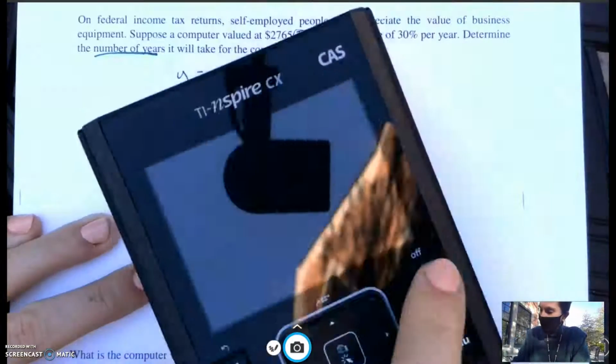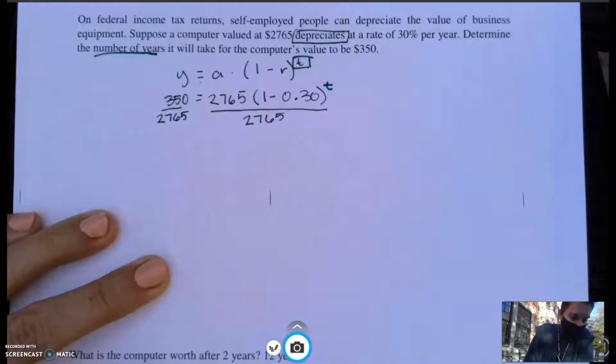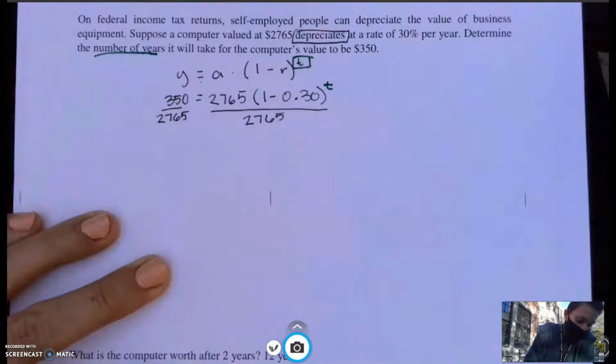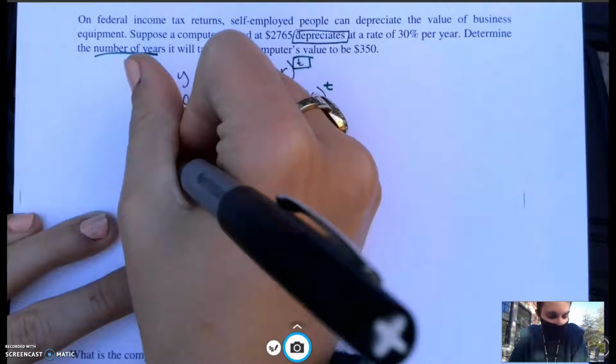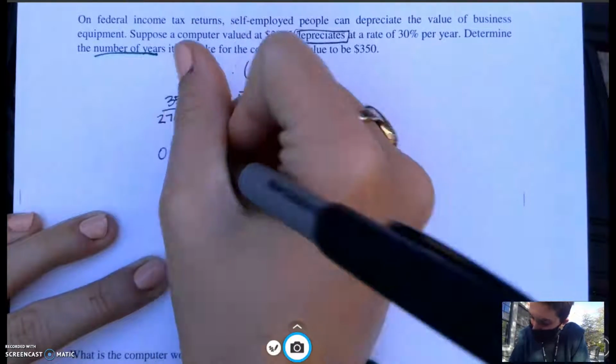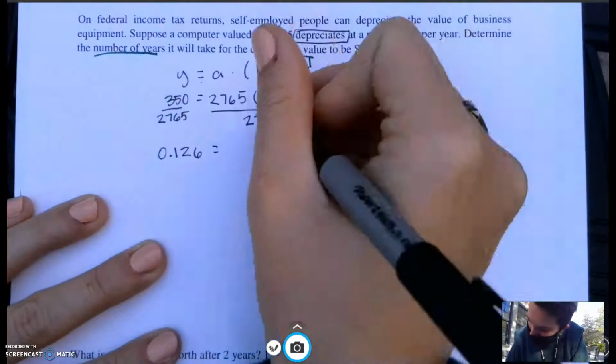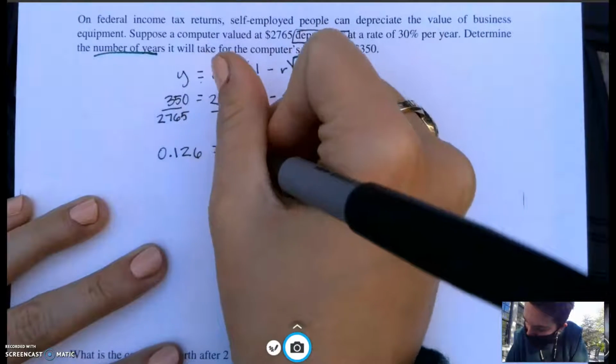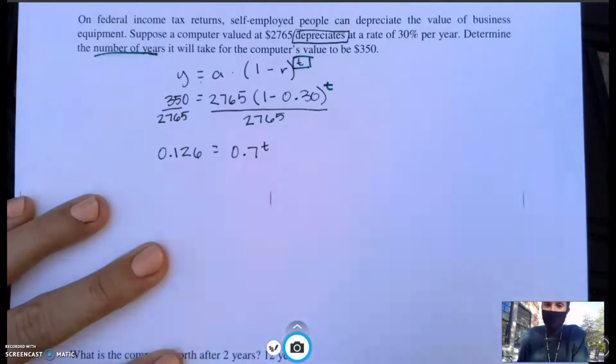So first thing we want to do, of course, is divide both sides by our A, which is 2765. So when we do that, we should get 350 divided by 2765 equals roughly 0.126. That equals 1 minus 0.3, which is 0.7, raised to the t, right?